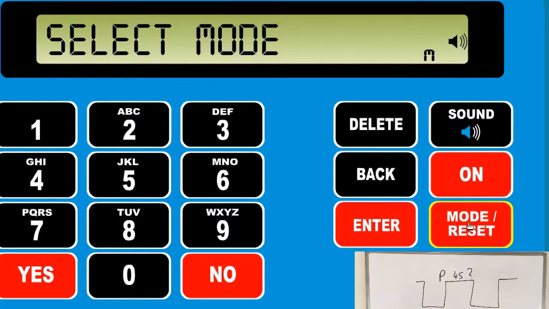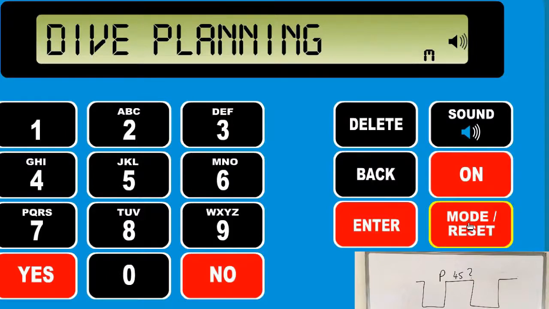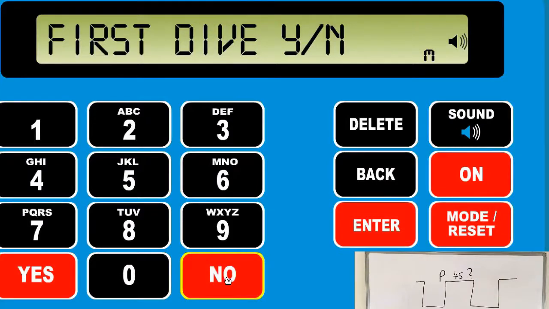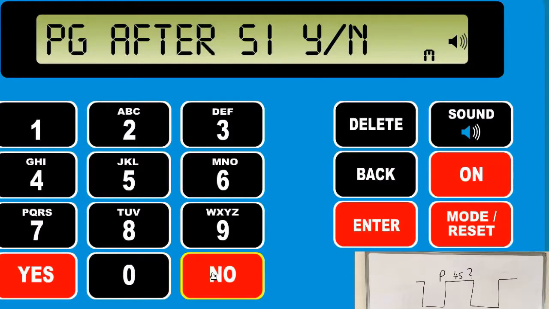So we can choose dive planning, that works, so we can click enter. Multi-level, no, it's nothing to do with multi-level, so we turn that off. Is it the first dive, yes or no? Well, we're in pressure group P, so it can't be our first dive, so we put no. And here it says pressure group after surface interval. Well, you might think it's your birthday, because this is exactly what you need. You need the pressure group after surface interval, but that is not what it's asking.